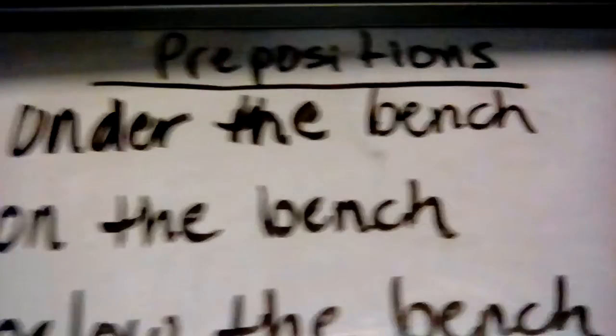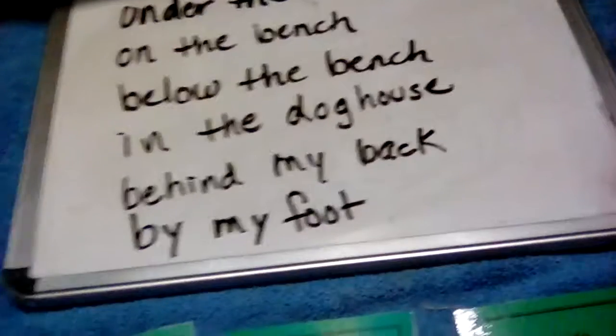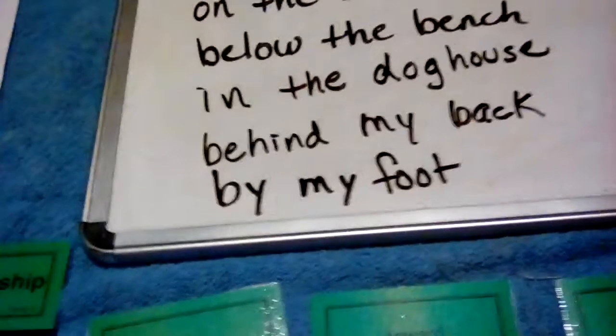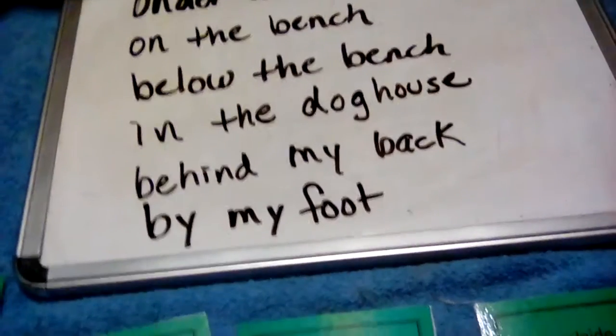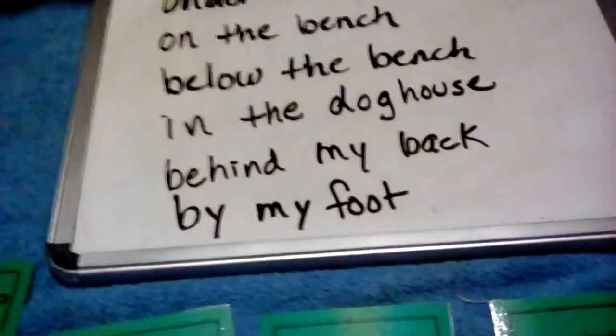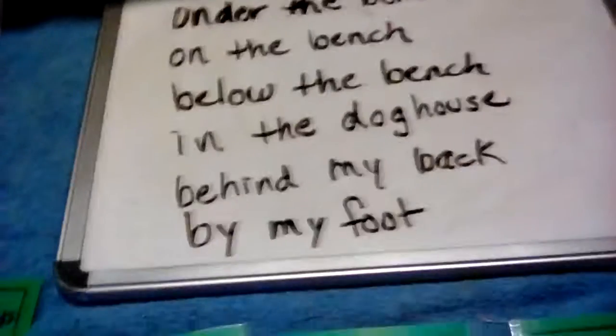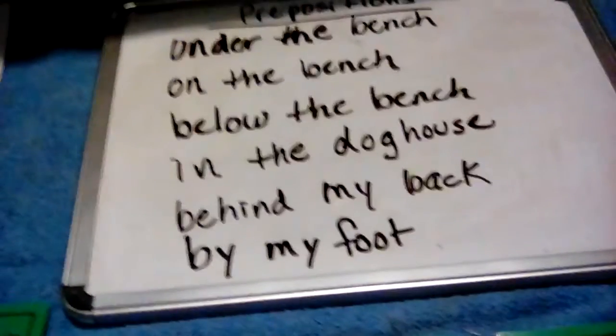This is a lesson on prepositions. Prepositions are words that will add information to a sentence. They give you a lot more detail about what is going on in the sentence and the relationships between the subject and some of the other things that are happening in the sentence, okay?